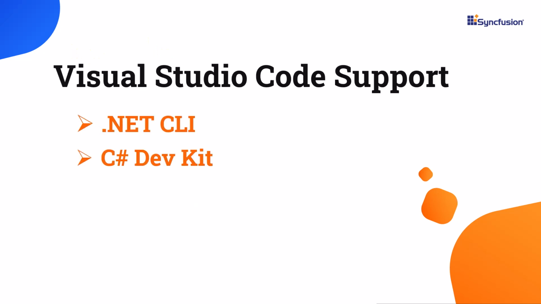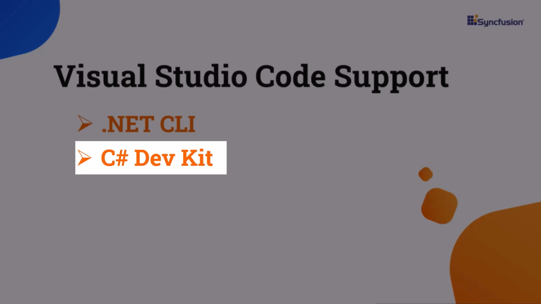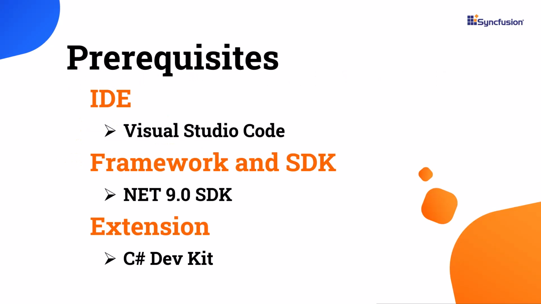Visual Studio Code supports the .NET command line interface and the C# Dev Kit for building Blazor web apps. In this tutorial, I will use the C# Dev Kit for creating the project. Before starting, make sure you have Visual Studio Code with the latest version of the .NET SDK and the C# Dev Kit. Let's get started.